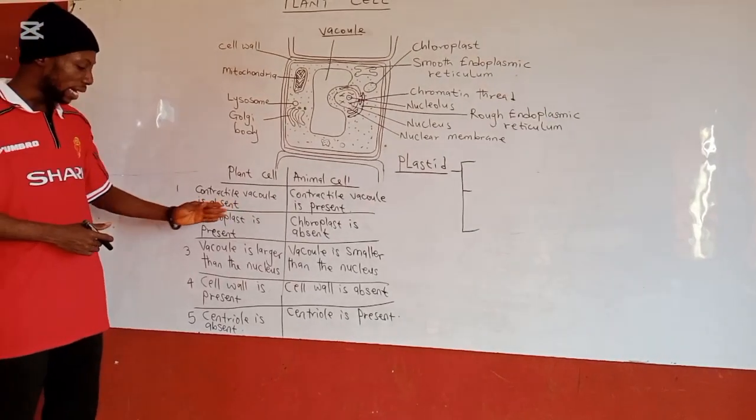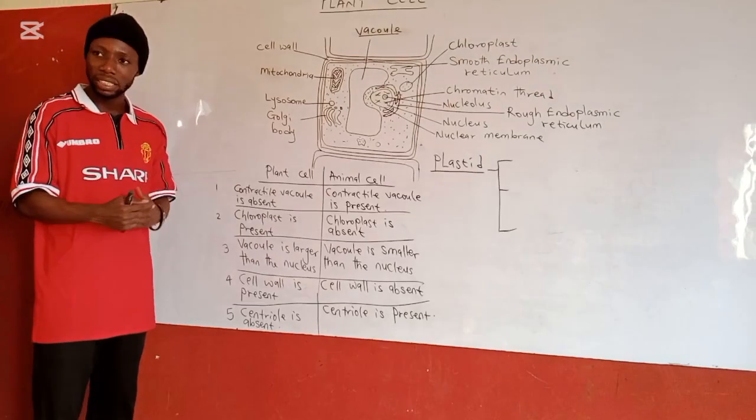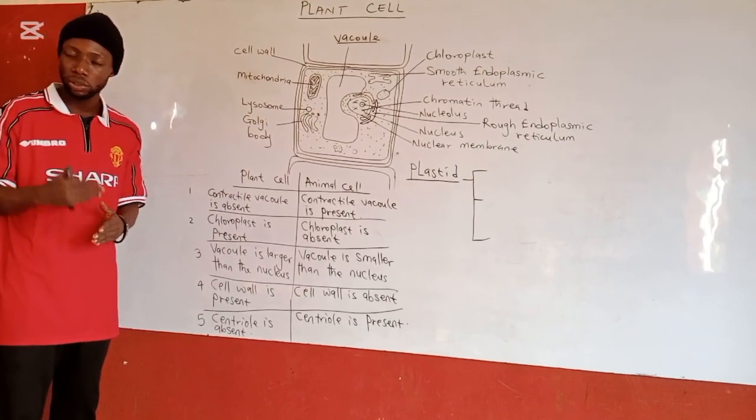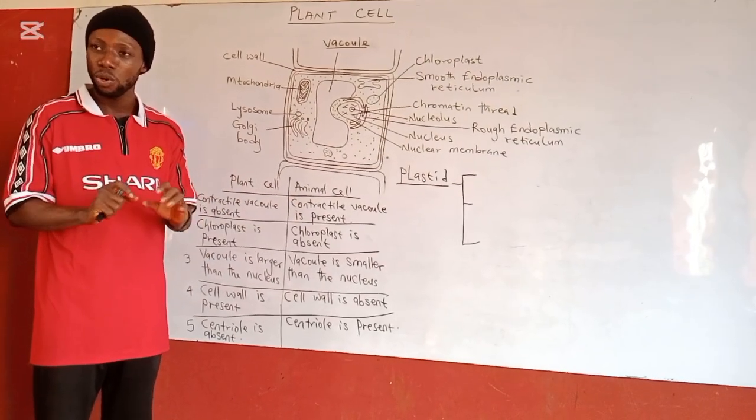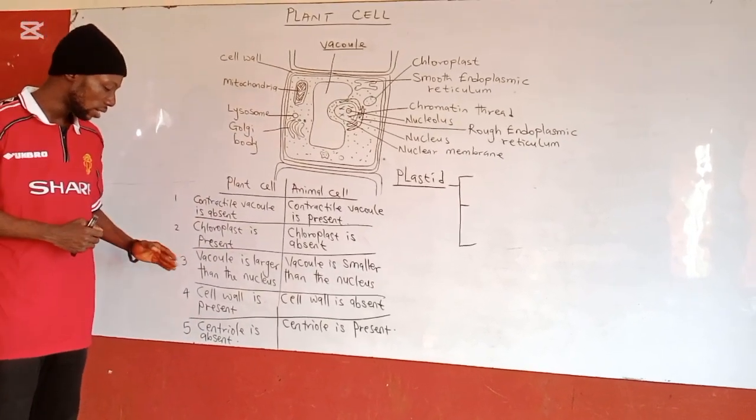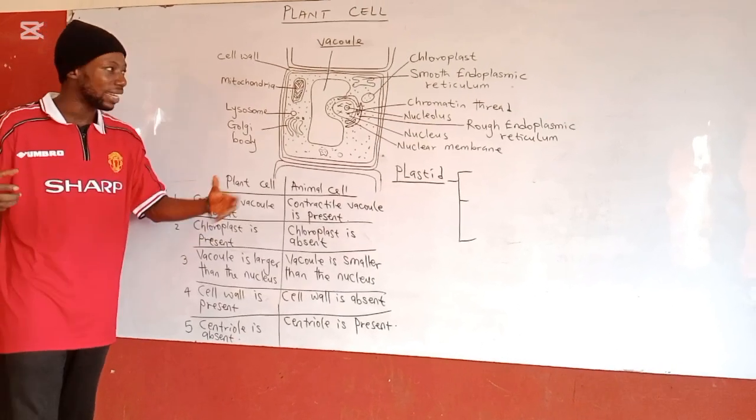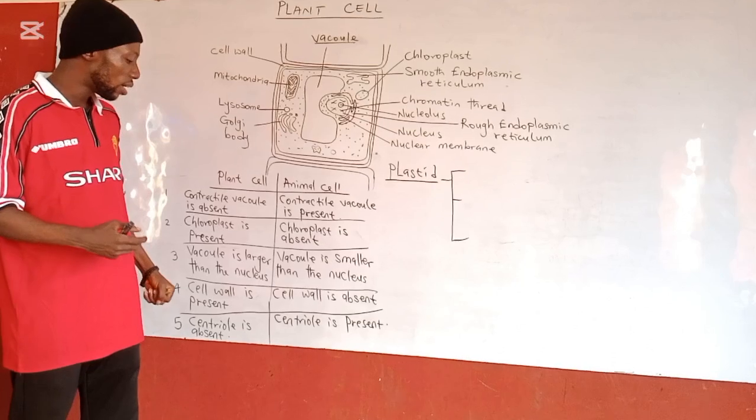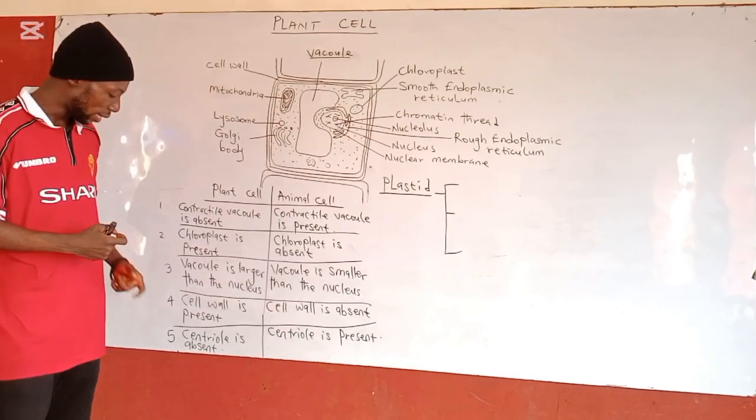Now we have chloroplast present in the plant cell. Okay? The chloroplast contains the green pigment known as chlorophyll, which enables the plant to undergo photosynthesis. Here in the animal cell, there is no chloroplast, and as such, animals cannot photosynthesize. Okay? Then the vacuole in the plant cell is larger in size, as you have it here. It's larger than the nucleus. Okay? Then in the animal cell, the vacuole is very, very small in size.